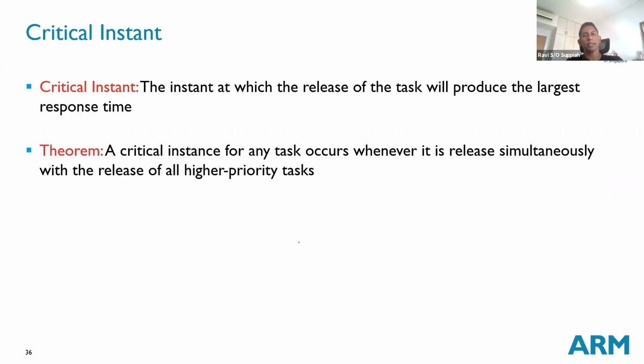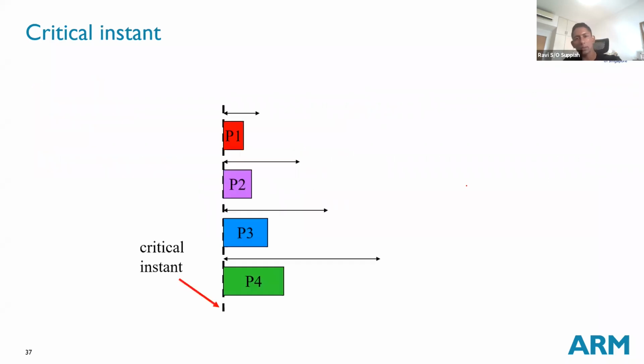So what is the critical instance? The critical instance is basically a point of time where, when I release the task at that point of time, I will produce the largest response. So when does this happen? It will happen if I release my task together with all the higher priority tasks. So let's look at this.